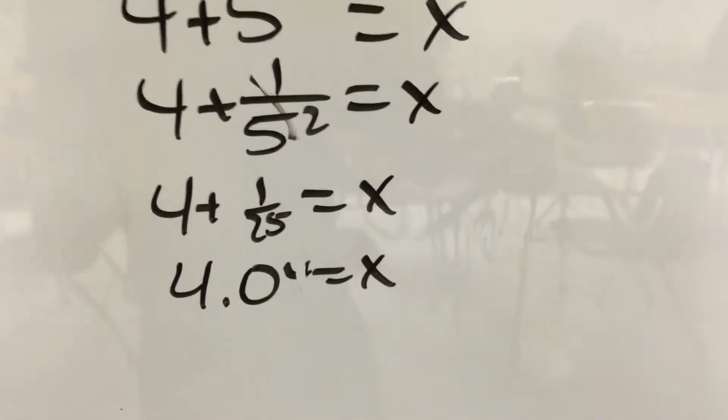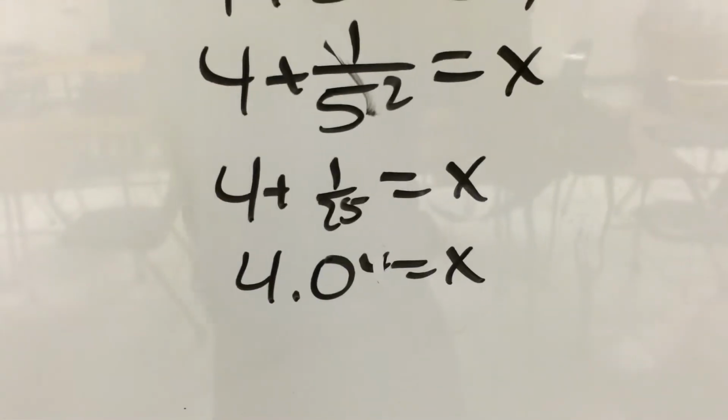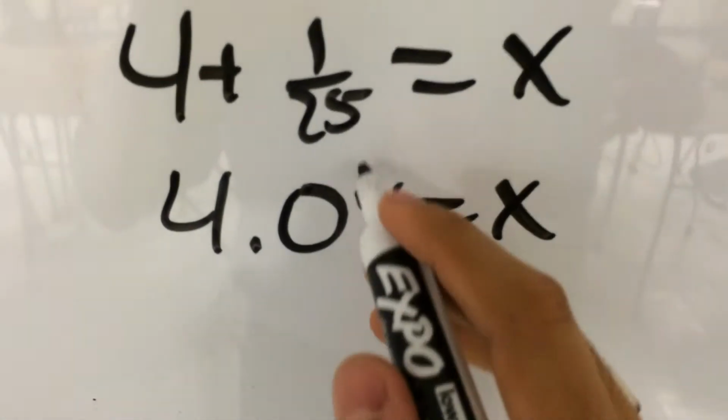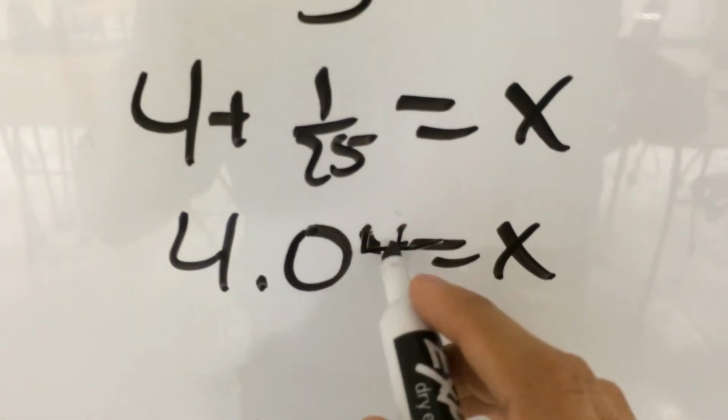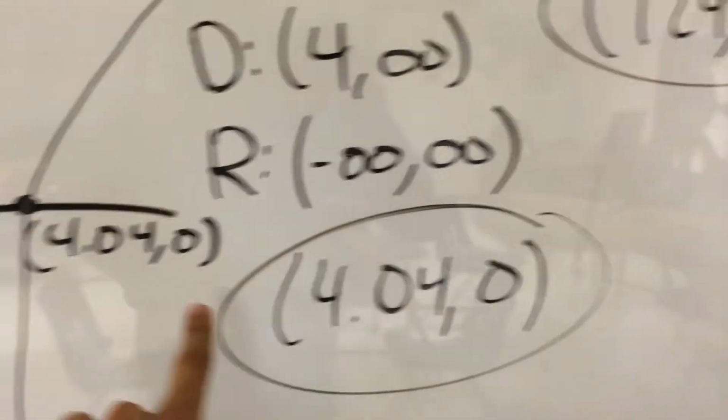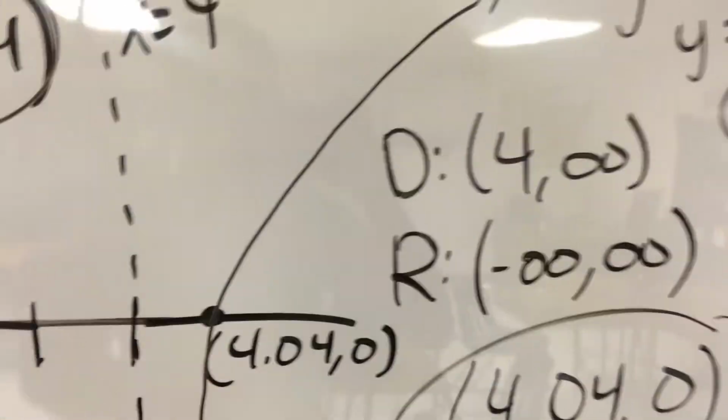Well, 1 over 25, excuse me, let me rewrite this as it seems to have gotten slightly erased. 1 over 25 can also be written as 0.04. Okay, so now I've got my x-intercept, (4.04, 0). I'm going to put that point right here on my graph.